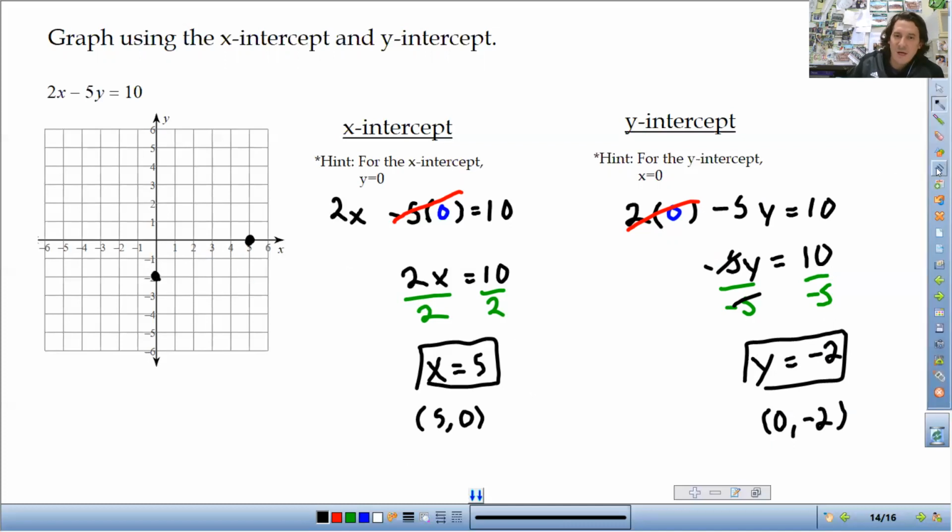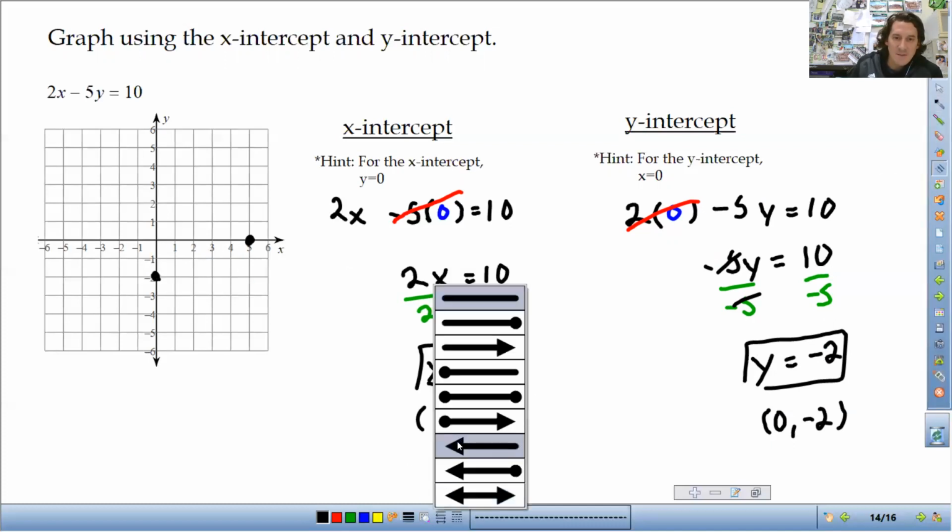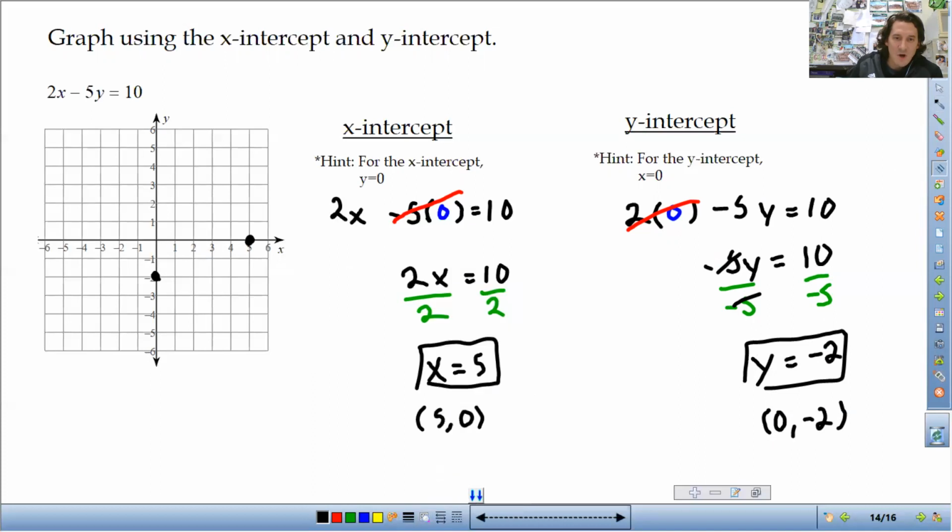Once you have the 2 points, unlike last time we were graphing things, we are actually going to connect the dots with a line. So I'm going to connect those 2 points with a straight line, and then we're done. So let's do one more example.